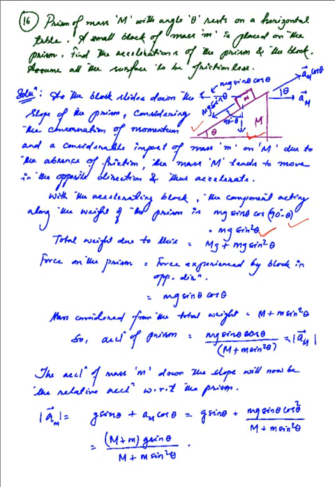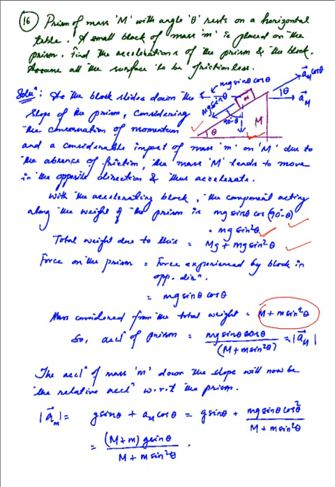So we have the total weight due to this as Mg, which is the weight of the prism, as well as the mg sine squared theta component, and that weight contributes to this mass that we have over there, M plus m sine squared theta.